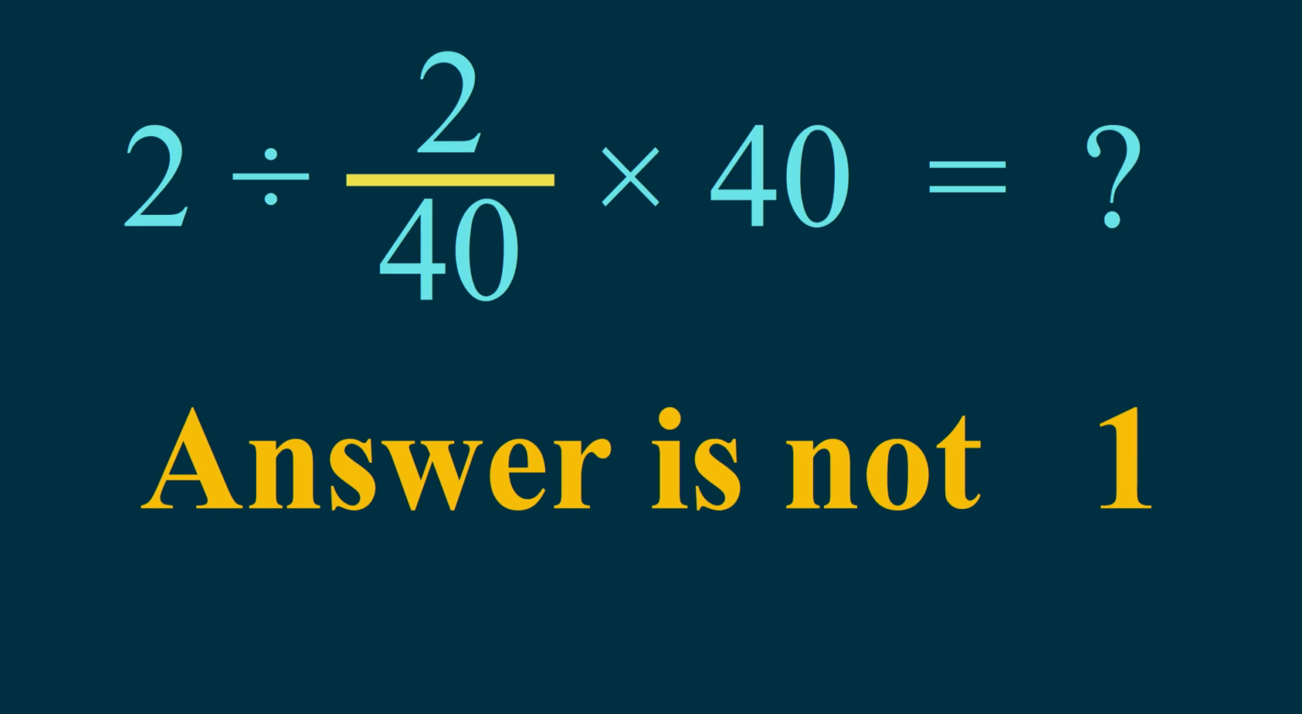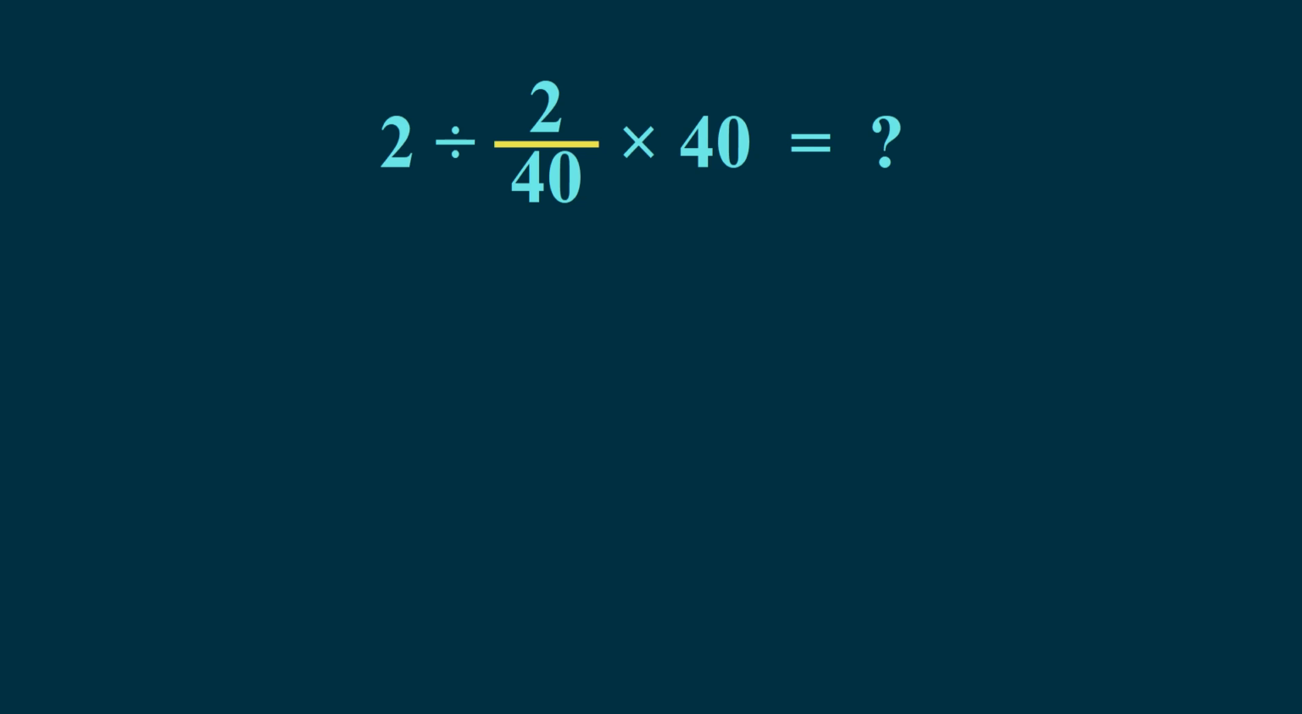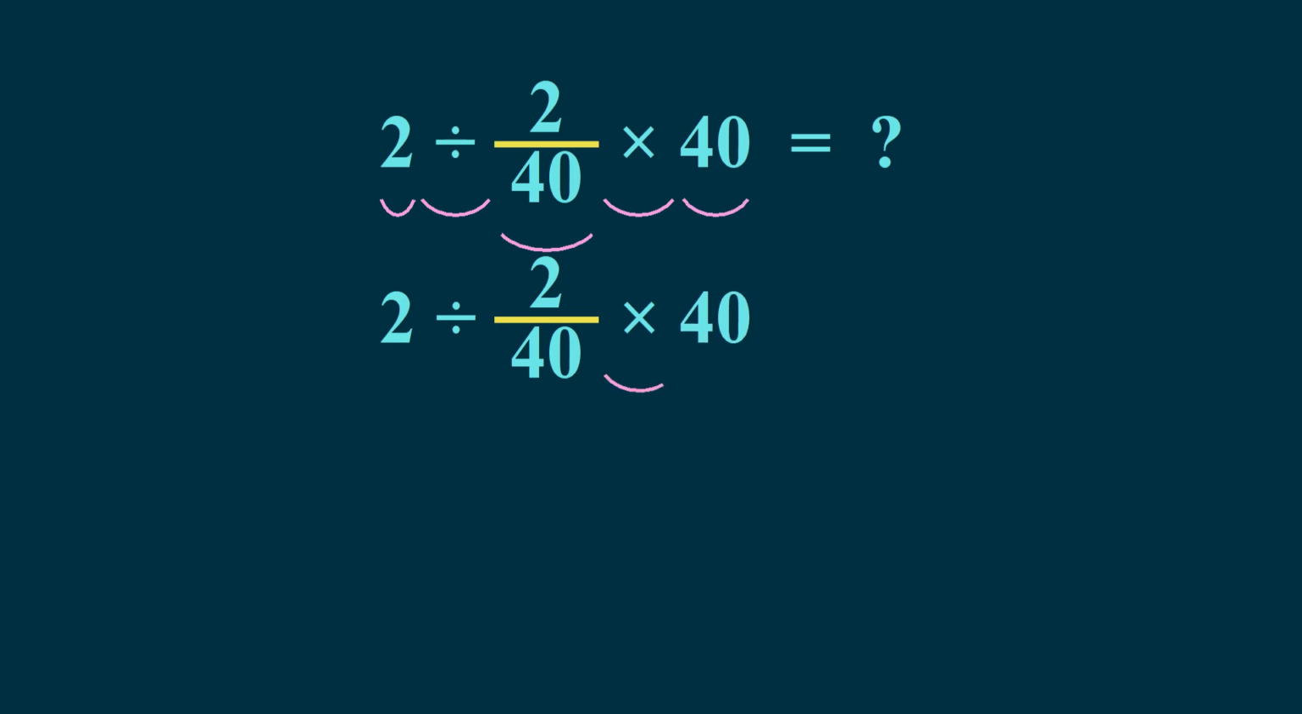Take a look in this video. Our goal is to determine the numerical value of this statement: 2 divided by 2 over 40, then times 40. First we do this multiplication, 2 over 40 times 40.